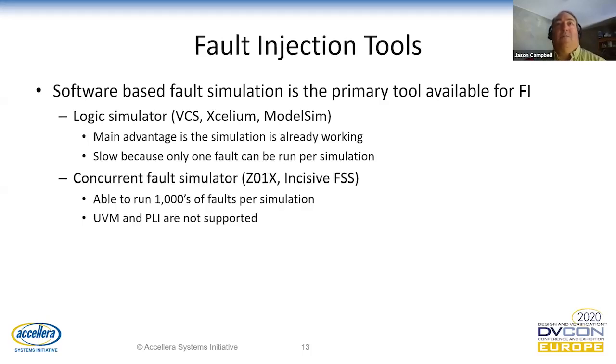So there are specialized products for fault simulations called concurrent fault simulators. Zoix is probably the most widely used, and it can run thousands of faults in a single simulation. So if we take a look at our 10,000 fault example, if I use 10 CPUs, I can run that whole simulation in 10 hours. It has some disadvantages. I mentioned the capture replay system must be used, so no UVM, no PLI, so it has definite limitations.